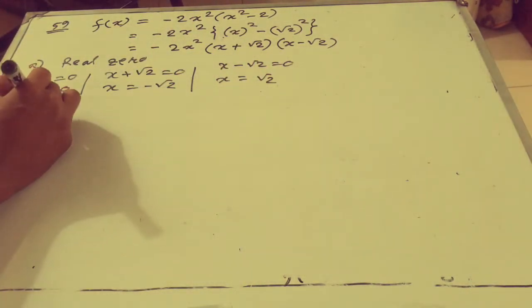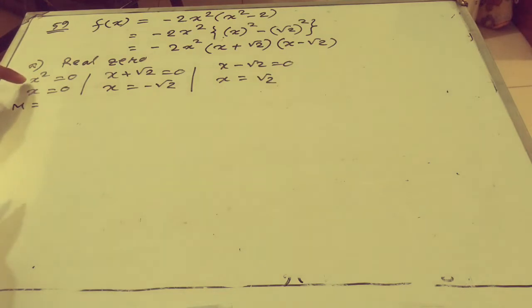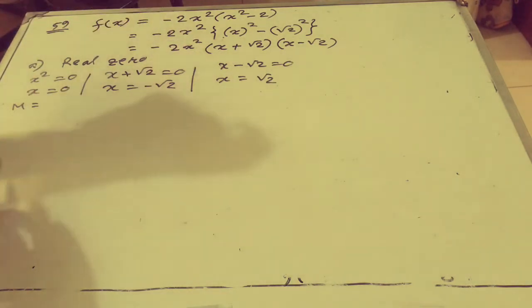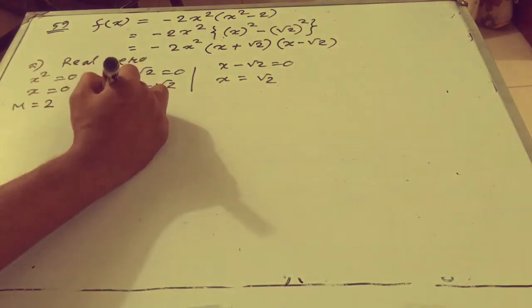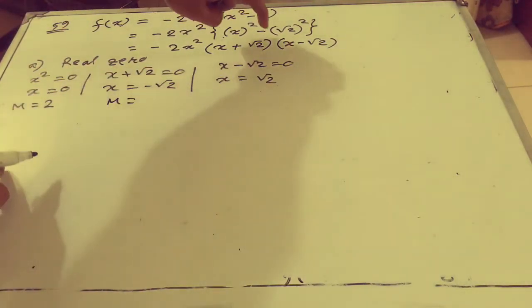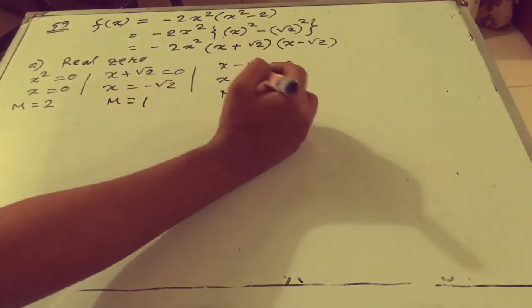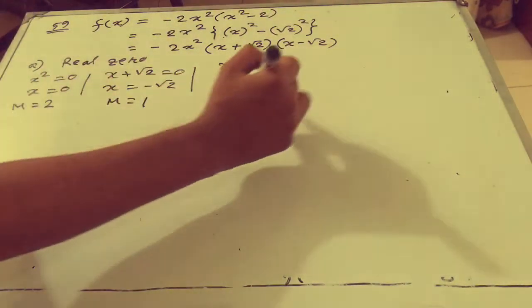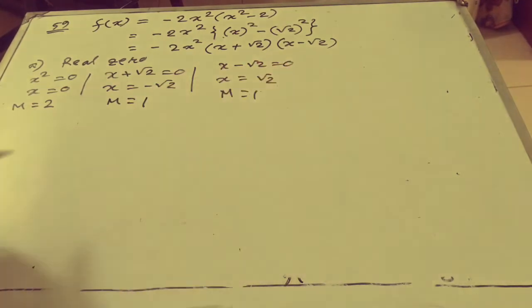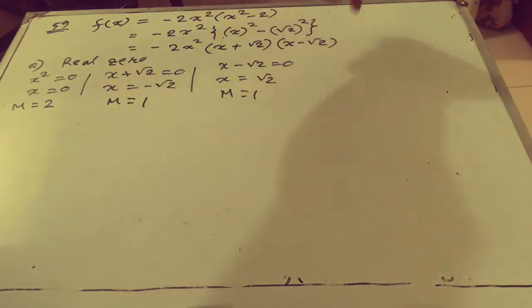Now look at the multiplicity of each real zero. The multiplicity of this is 2, because the power is 2. Here the power is 1, so the multiplicity is 1. Here also the power is 1, so the multiplicity is 1. For the multiplicity, we have to look at the power of the factor. So these are their multiplicities.